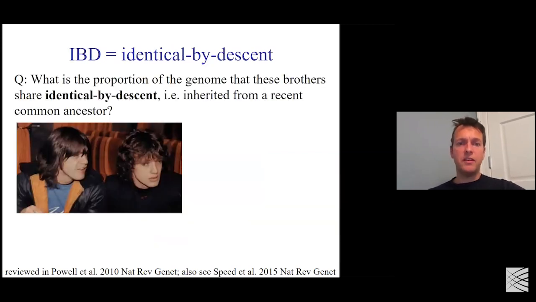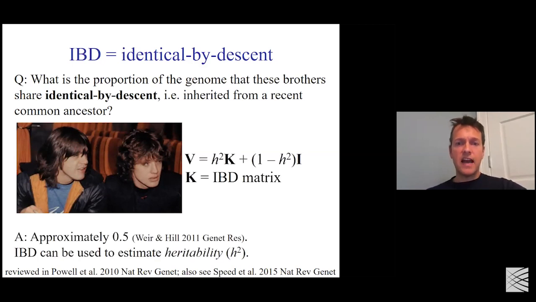Let's start with IBD. Let's suppose you take two individuals who are related. So the two individuals depicted on this slide are brothers, and we could ask ourselves, what is the proportion of the genome that these two brothers share identical by descent, which means inherited from a recent common ancestor? And the answer is not exactly 0.5. The answer is approximately 0.5, because it can vary a tiny bit from one sib to the next. But in expectation, it's 0.5.